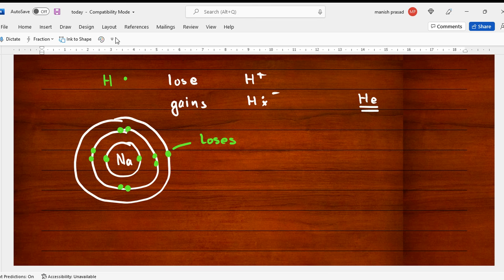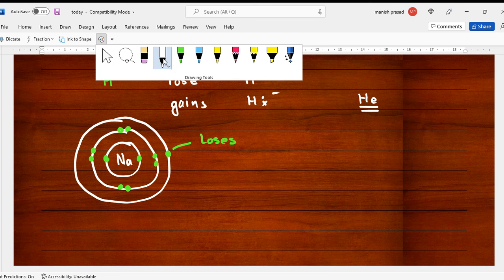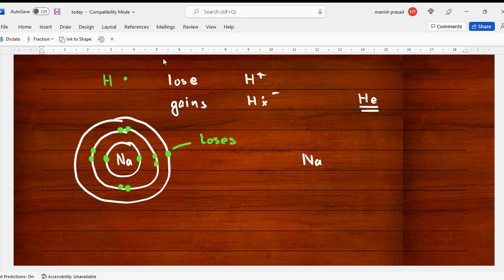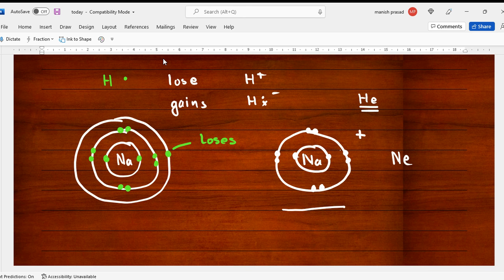When it loses the electron, what has happened? Just take a look. Sodium has become like this, and then it has 8 electrons. Now 8 electrons is a complete shell, and a complete shell is a noble gas configuration. Now this attains the noble gas configuration of neon. Now it has become stable.